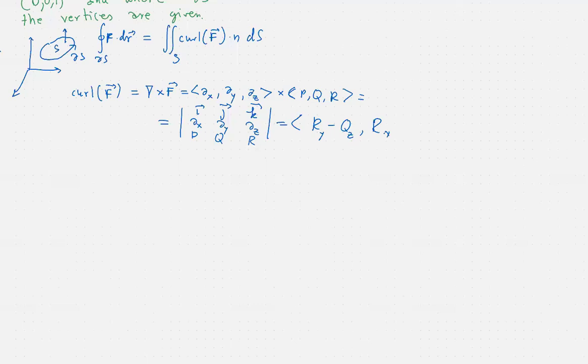And finally, if we delete the first row and the third column, then we're going to get partial of Q with respect to x minus partial of P with respect to y, which if you notice here, that's precisely the expression that appears in Green's theorem. So in some sense, the expression in Green's theorem can be thought of as a curl in 2 dimensions.